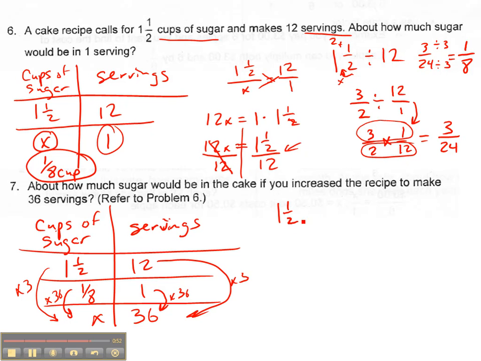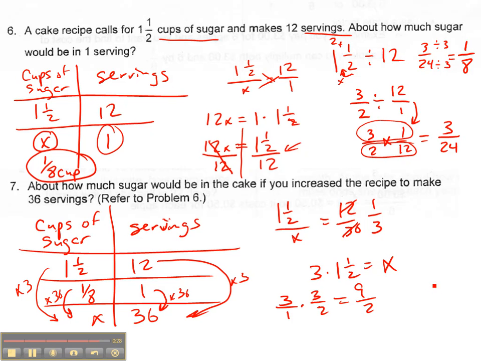1 1/2 over x equals 12 over 36. If you simplify this, you just get 1/3. So 3 times 1 1/2 equals 1 times x, or x, and 3 over 1 times, we said before that 1 1/2 was 3/2, equals 9/2, and 9/2 simplified would be 4 1/2. So for 36 servings, you would need 4 1/2 cups of sugar.